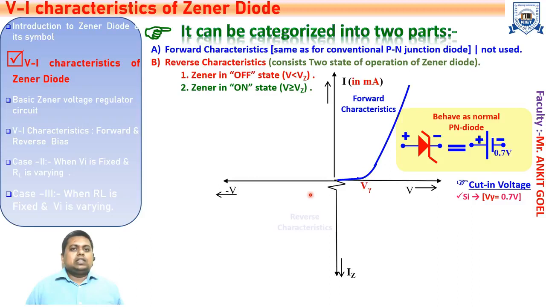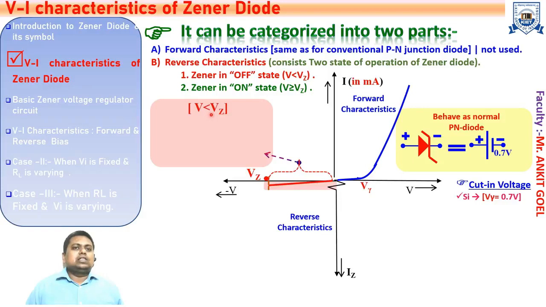Now let's see the reverse bias characteristics. We have the Zener voltage VZ. We have divided the region for the Zener voltage less than VZ.